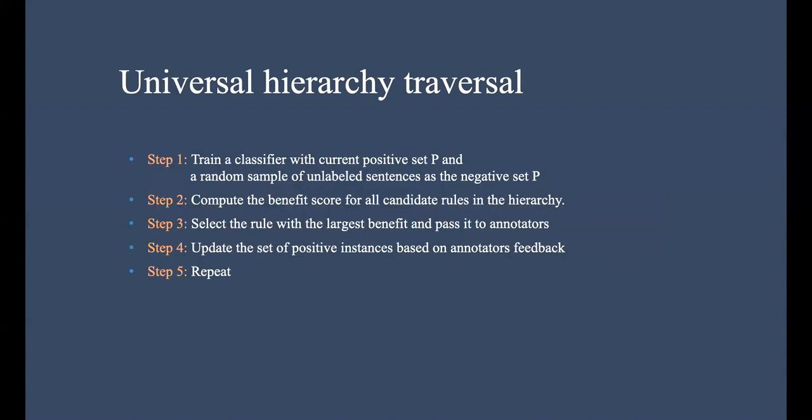Then we have the universal hierarchy traversal. This is even simpler in terms of how it works. We train a classifier. We look at every rule that we have in the hierarchy and evaluate its expected benefit. Then we go with the rule that has the highest benefit, whether or not it is related to the current seed rule. We don't care. This is just jumping around the hierarchy. Once we get feedback from the user, we repeat this process.